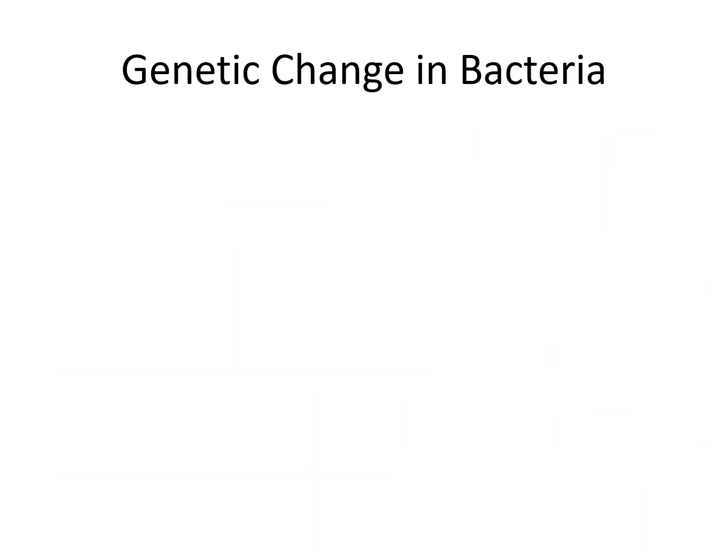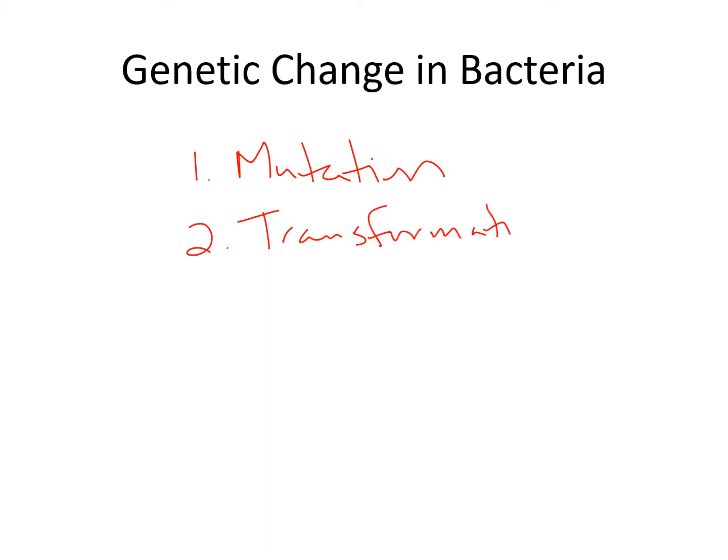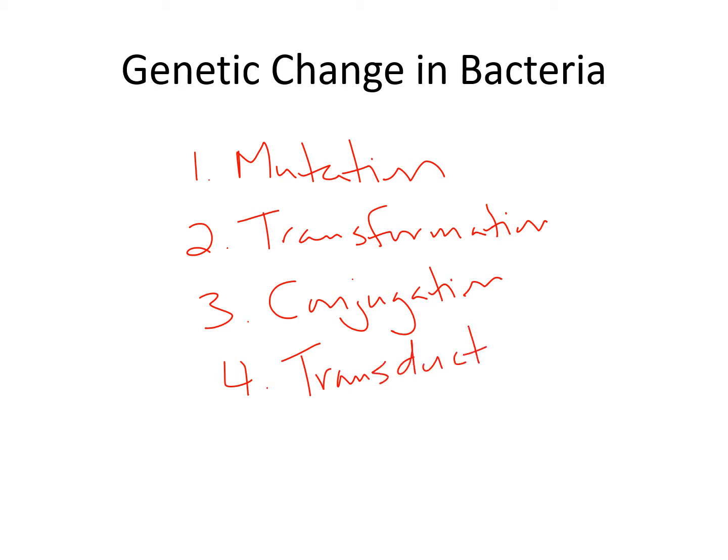There are 4 different ways that bacteria can acquire new genetic material. The first is by mutation. The second is by transformation. The third is by conjugation. And the fourth is by transduction. And remember, the importance of acquiring new genetic material is because it will give the bacteria new characteristics.